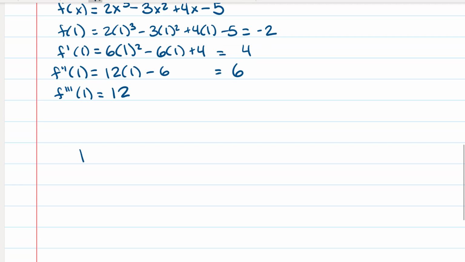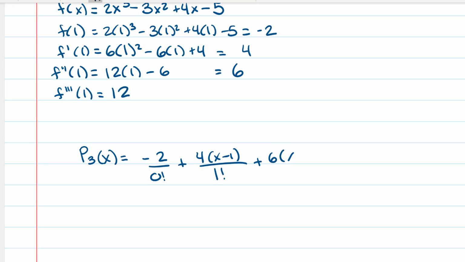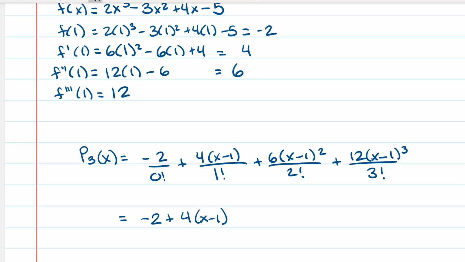So all I have to do now is go ahead and write out my polynomial. So it's negative 2 over 0 factorial plus 4 times x minus 1 over 1 factorial plus 6 times x minus 1 squared over 2 factorial plus 12 times x minus 1 cubed over 3 factorial. So I get negative 2 plus 4 times x minus 1 plus 3 times x minus 1 squared. And 3 factorial is 6, so 12 divided by 6 is 2.